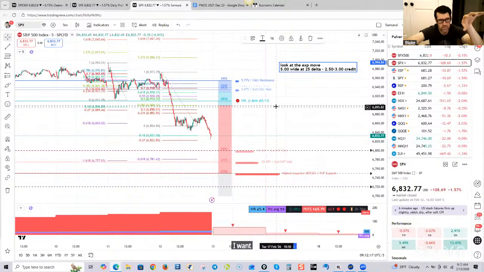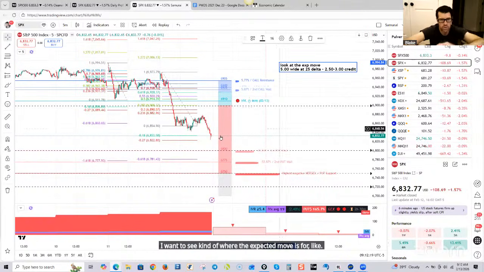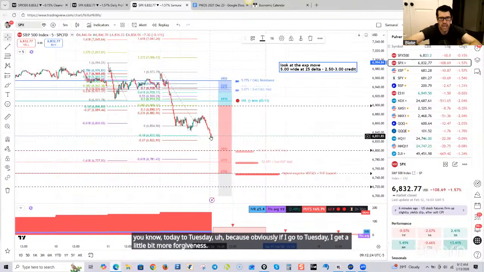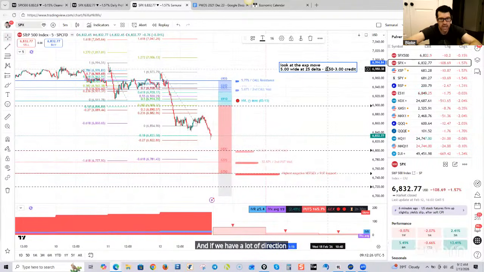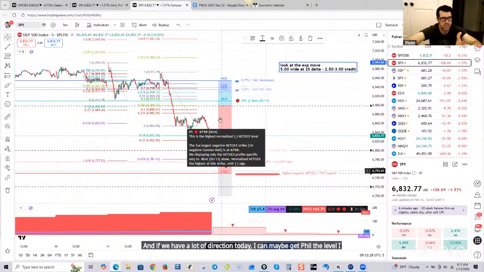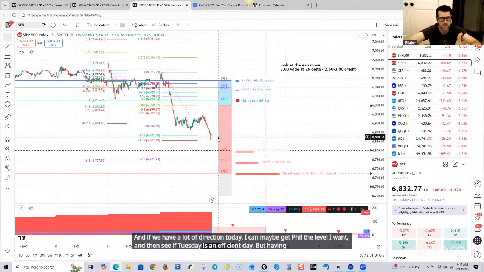I want to see kind of where the expected move is for today to Tuesday. Because obviously if I go to Tuesday, I get a little bit more forgiveness. And if we have a lot of direction today, I can maybe get filled at the level I want and then see if Tuesday is an efficient day. But having back-to-back inefficiencies is very rare.